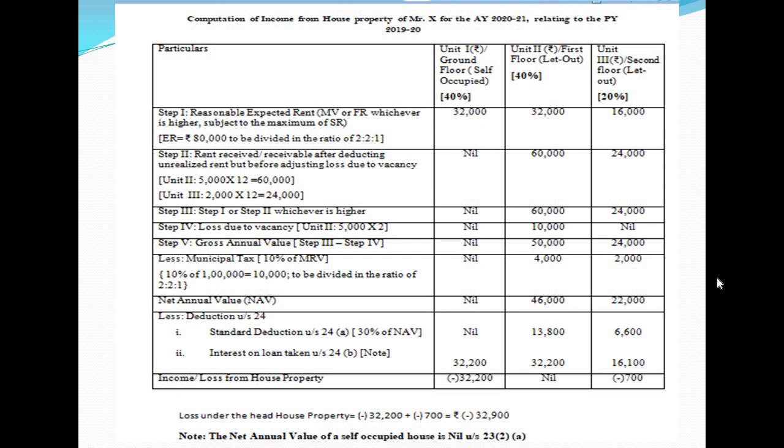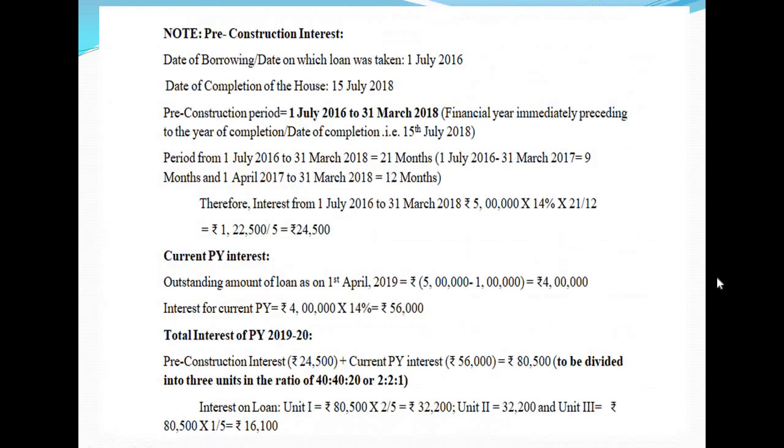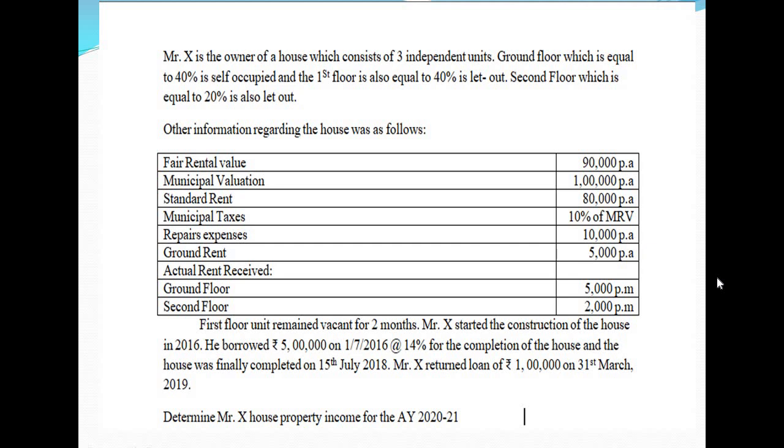So under step 1, we have to find out the reasonable expected rent. To find out the reasonable expected rent, we have to take the municipal valuation or fair rent, whichever is higher, but subject to the maximum of the standard rent. If you look at the problem, the fair rental value is 90,000, the municipal valuation is rupees 1 lakh, but the standard rent is rupees 80,000. First of all, you have to compare the municipal valuation and the fair rental value, whichever is higher. In this case, the municipal valuation is higher, that is rupees 1 lakh. But it is subject to the maximum of the standard rent, and the standard rent is 80,000.